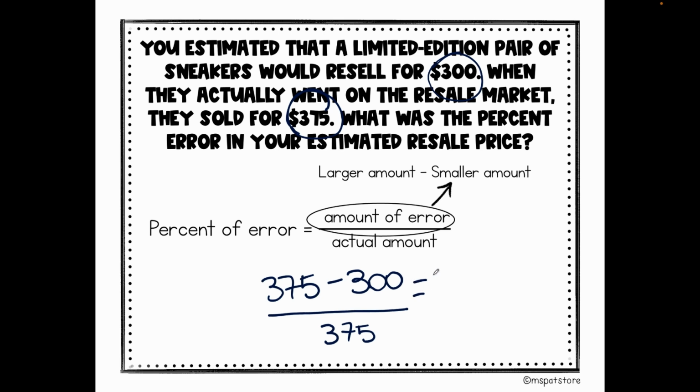If I subtract 375 by 300, I get 75. 75 divided by 375 will give you 0.20. Don't forget that you need to show me the percent. So you need to rewrite this decimal as a percent by shifting the decimal point 2 spaces to the right. And this will be 20% of error.